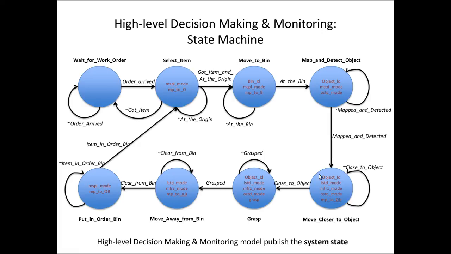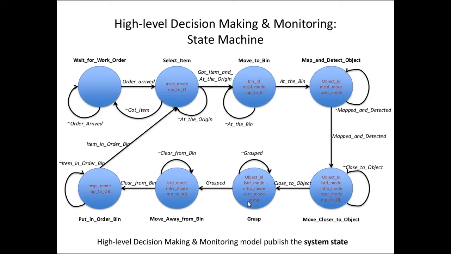The state machine will stay in this state until the arm is close to the object. While it's not close to the object, it stays in this state. When it's close to the object, or in the position that is proper to grip the object, to grasp the object, the state machine moves to this state, the grasp state.